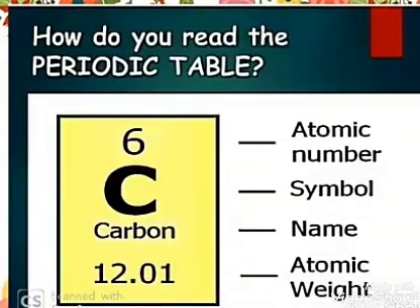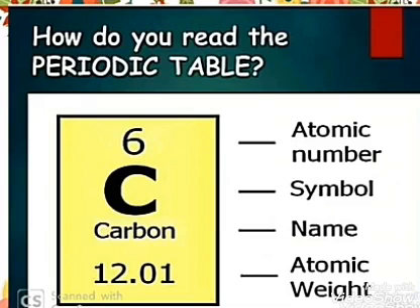In this way, we can identify any element. If you are asked to read the periodic table, how will you do so? Students, listen carefully. The bolded alphabetic letter C is the symbol of the element, and that element is carbon. The first letter C of carbon is taken as its symbol that represents it.